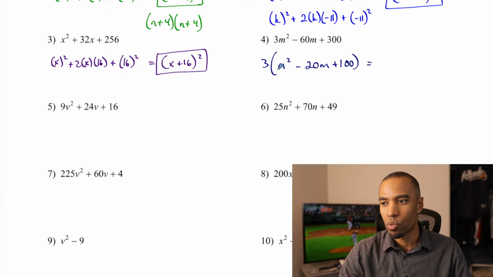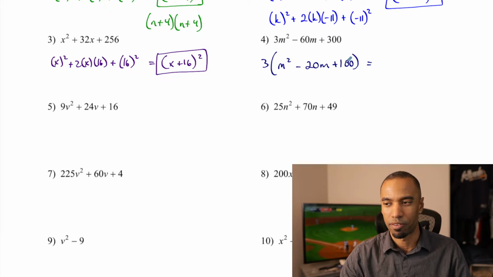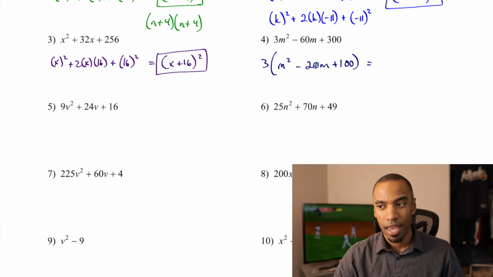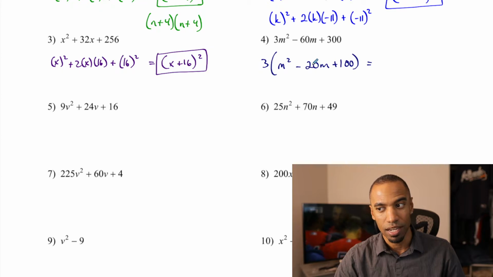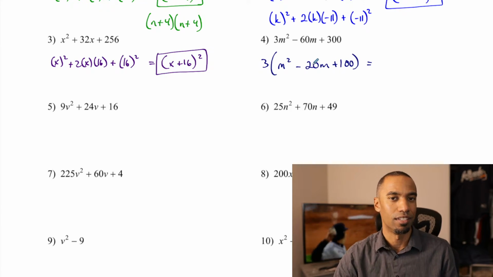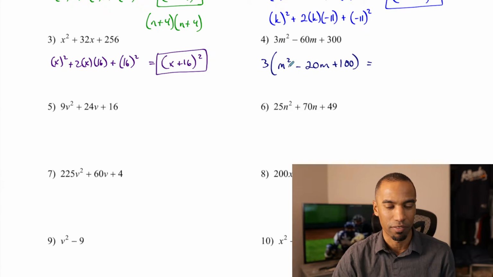Hey, m squared is a quadratic, right? That's a perfect square. 100 is a perfect square right here. That's 10 squared. And 20 is double the product of m and 10. I mean, 20 is 10 doubled, really, right? That's what I'm looking for. 20 is 10 doubled. I don't care about the m. I know that the m is a part of it.